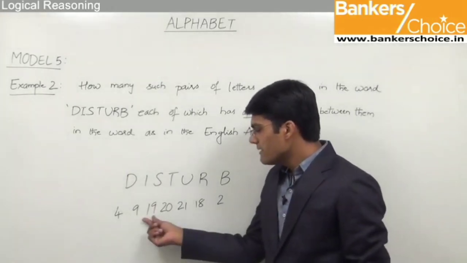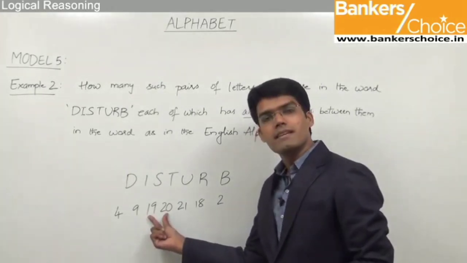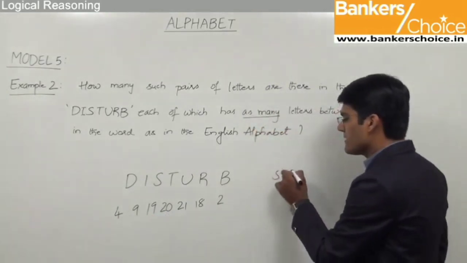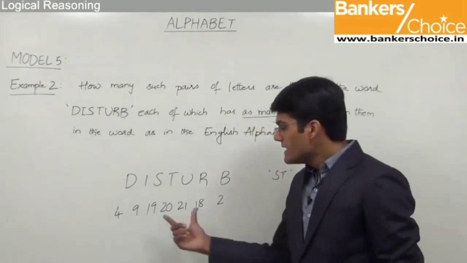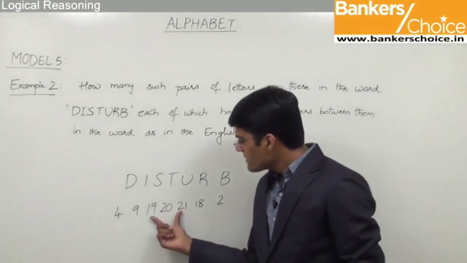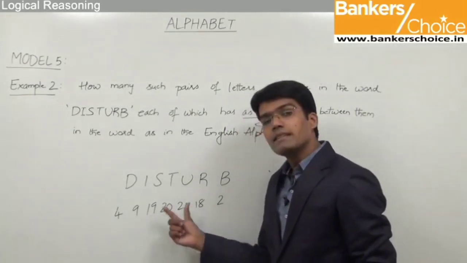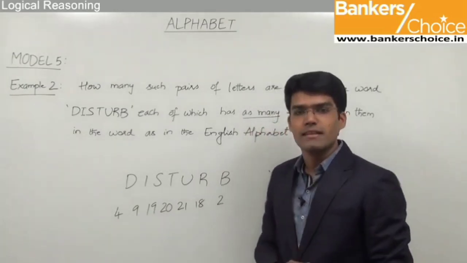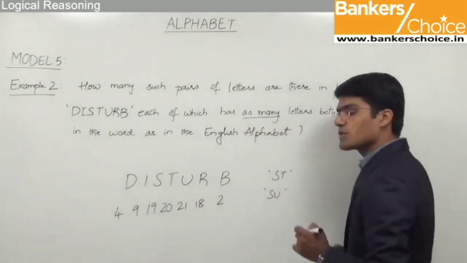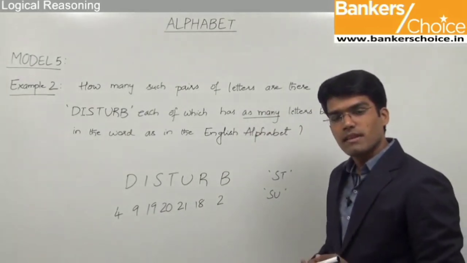When you look at 19, very clearly 19 and 20 is in correct sequence. So 19 and 20, that is ST, makes the first possible pair. 19 and 21 can also be taken as a correct pair. Why? Because the distance between 19 and 21 here is same as the actual distance between 19 and 21. So 19 and 21, that is S and U, also makes a correct pair.